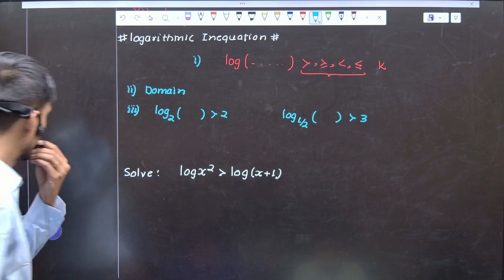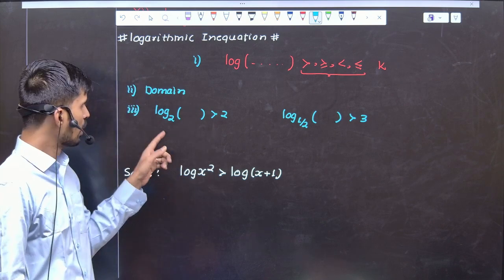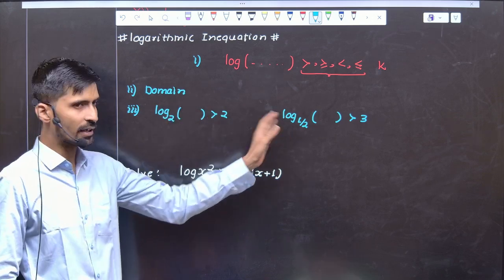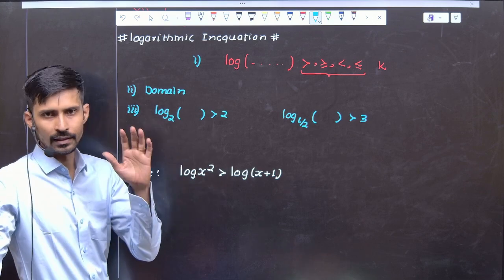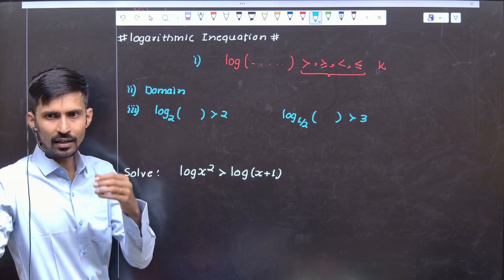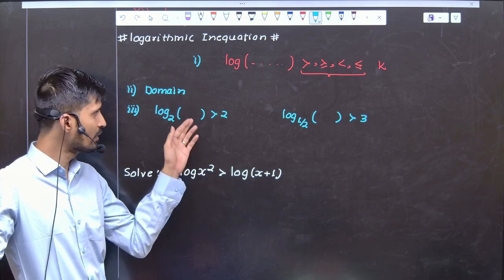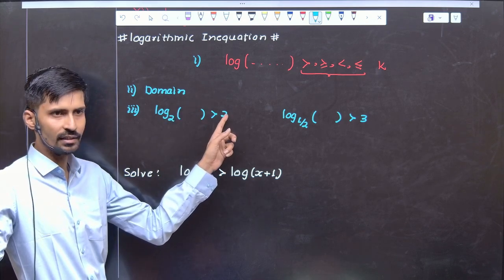So now here the thing is, sir, when you are writing this and when you are writing this, okay? What was there in my mind? What I want to communicate to you is, when you are getting one log on this side and one number k on that side.